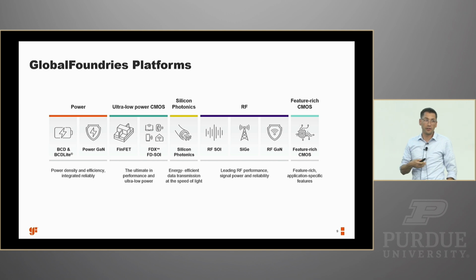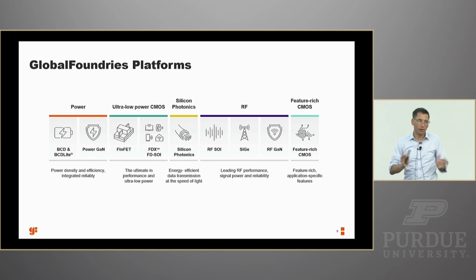So in terms of the type of applications and technologies, power, so power delivery, power chips, ultra-low power CMOS. We mentioned AI at the edge before, low power, less battery consumption, what have you. Silicon photonics, so optical interconnect in data centers and such. And then RF applications, high frequency applications, RF SOI, millimeter wave, SiGe applications. And then finally, feature-rich CMOS. And feature-rich CMOS is taking a base technology and then adding very specific applications or requirements for customers to meet their needs.